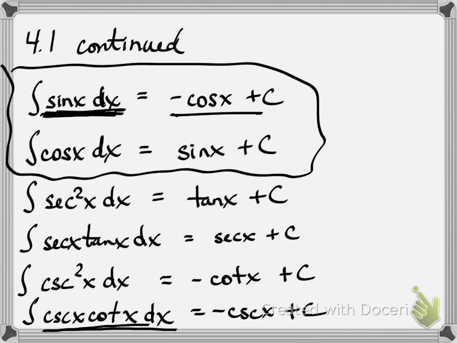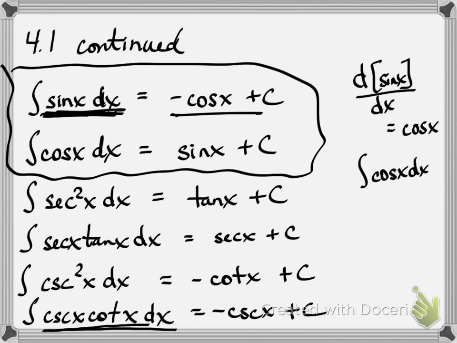So I will give you these on a sheet, but if you needed to memorize them, then you think, well, if I take the derivative of sine, what do I get? The derivative of sine is cosine. So then I would know the integral of cosine is sine. It's only when you've got those that give you the negatives that's a little bit more tricky. Okay.